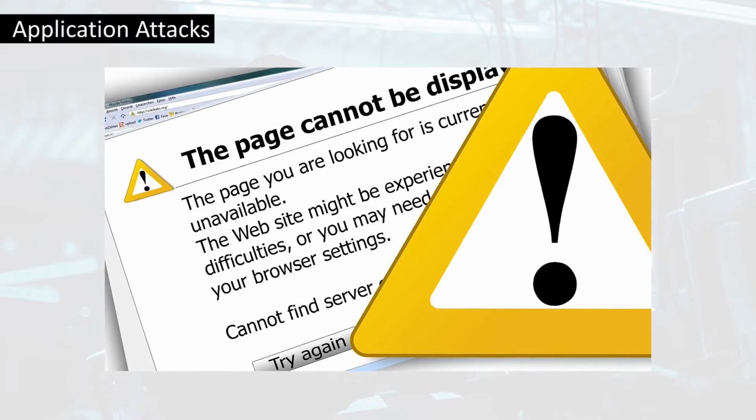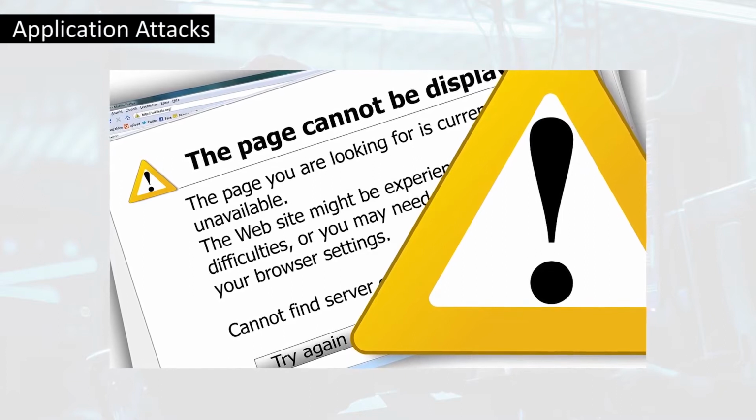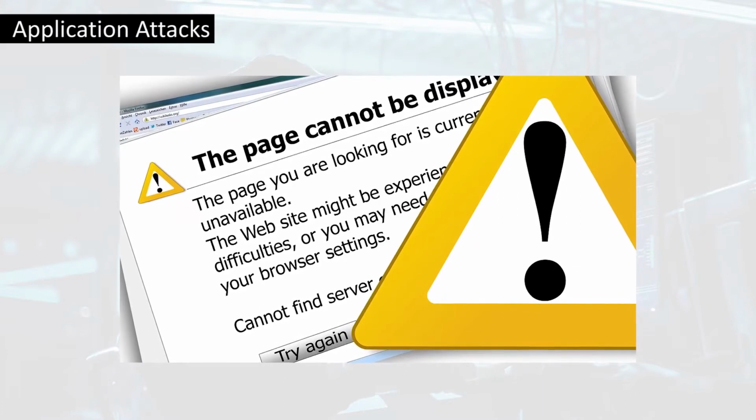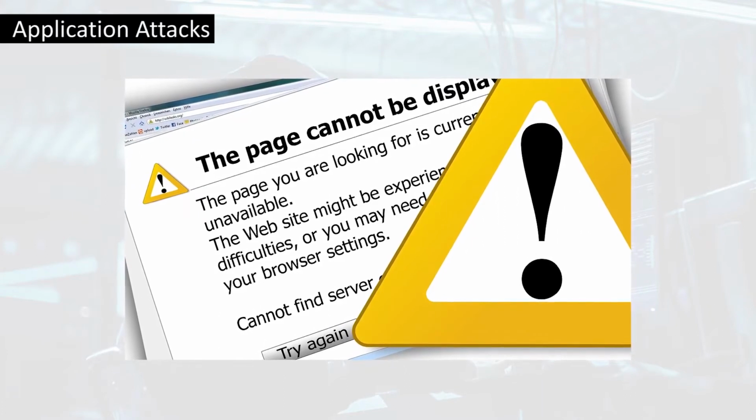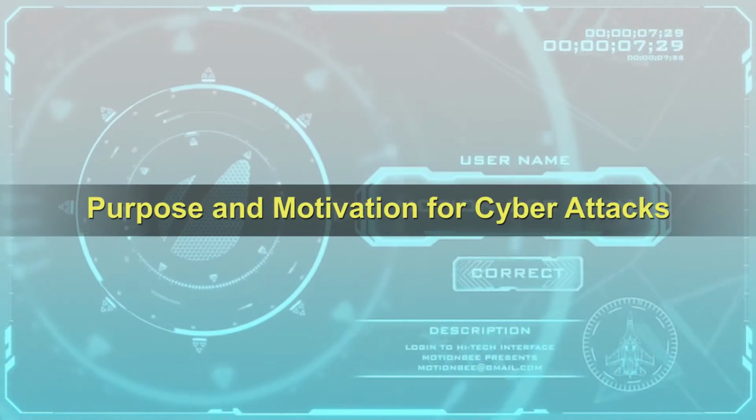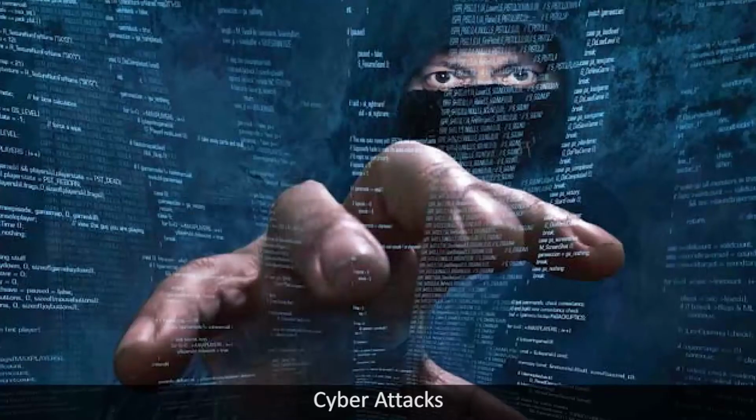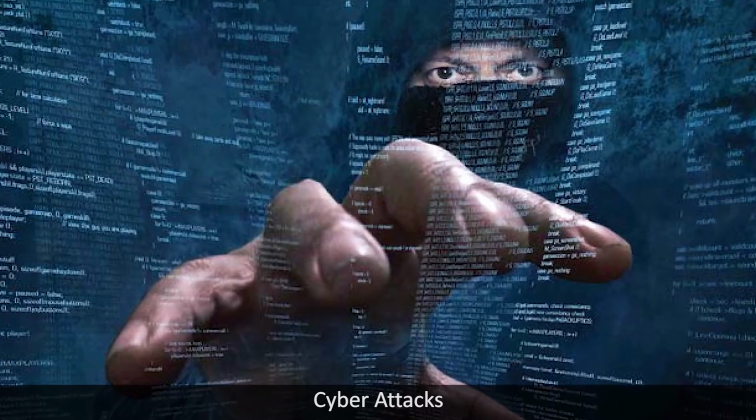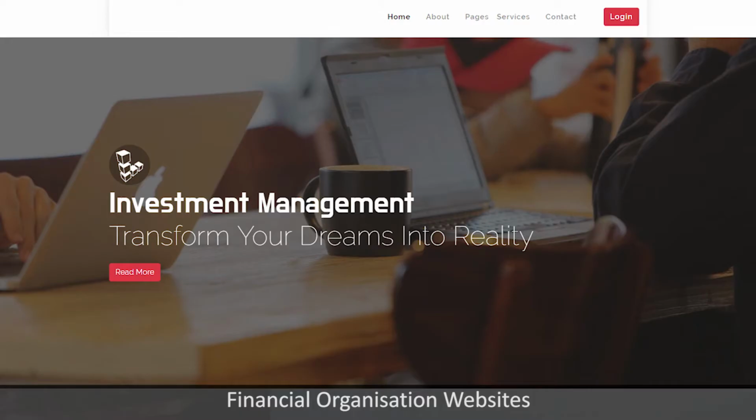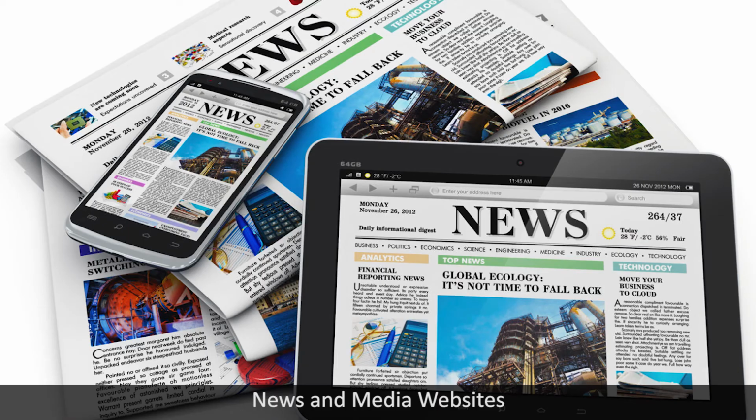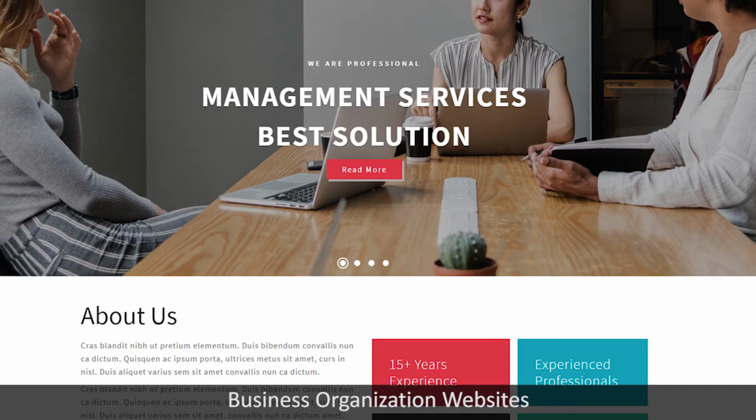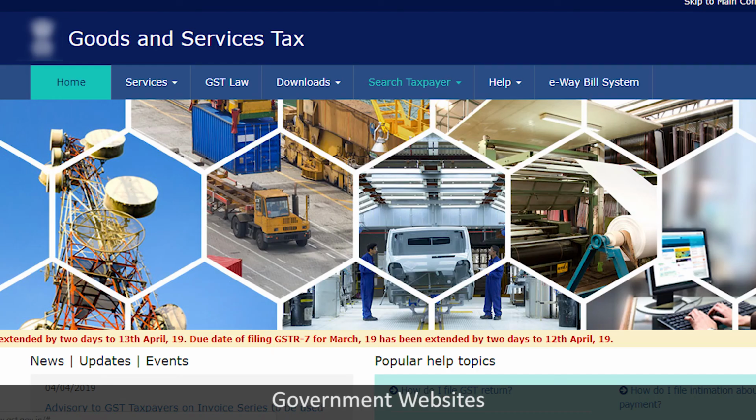The third one is application-based attacks. They are very serious types of attacks and they focus on web applications, and these are considered to be the most sophisticated type of attacks. Cyber attacks mainly target the information or data of various platforms, which include financial organizations' websites, news and media websites, military and defense department websites, business organization websites, and even government websites.